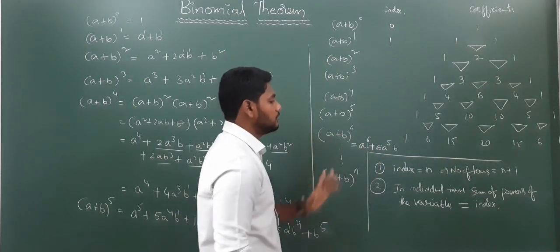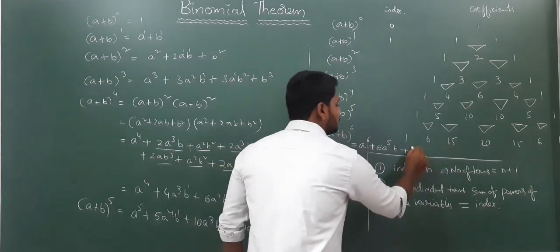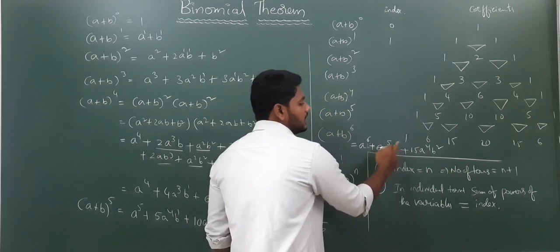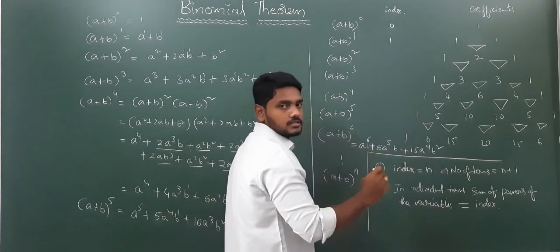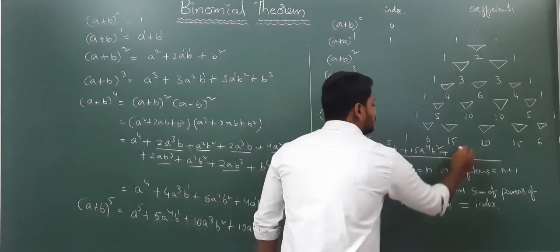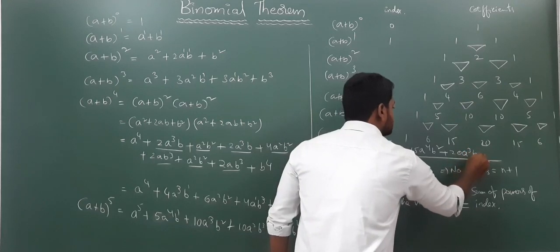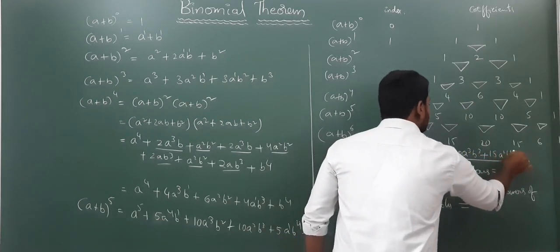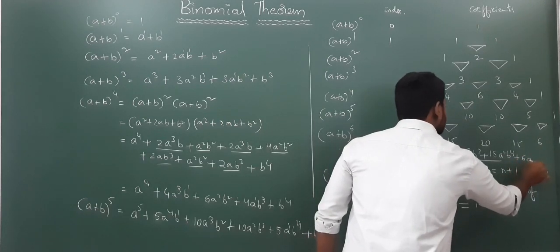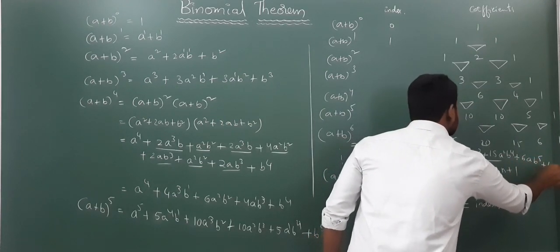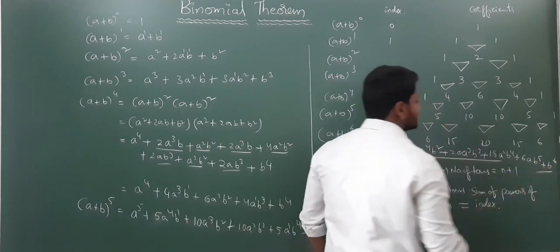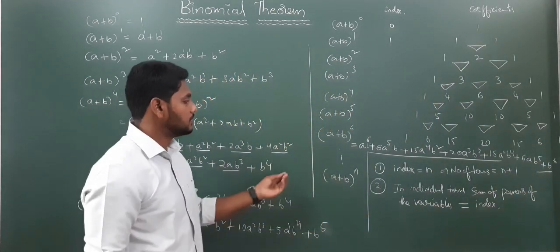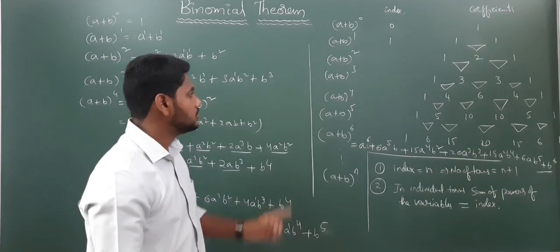Next, a power 5 into b. Next, what is there? 15 a power 4 into b square. Again a decreased once, b increased once. Next after 15, what is there? 20 a cube b cube, plus 15 a square b power 4. Next 6 a into b power 5 plus b power 6. Did you understand? Like that we can expand any (a+b)^n form. Pause and note it down.